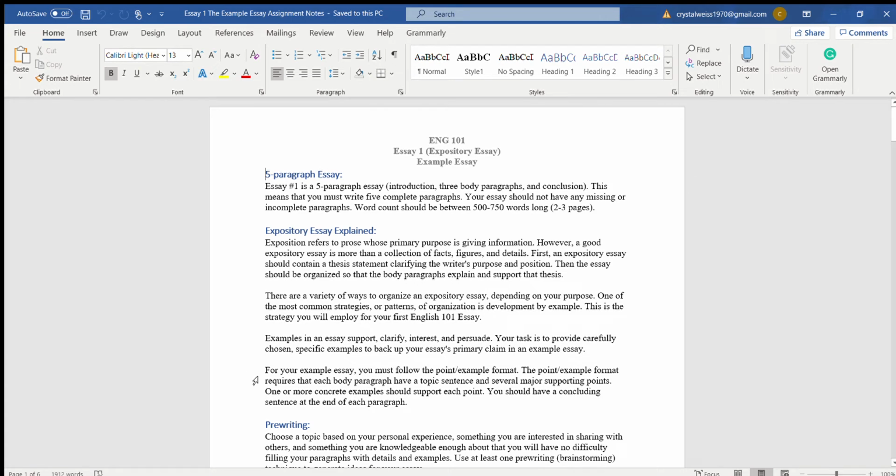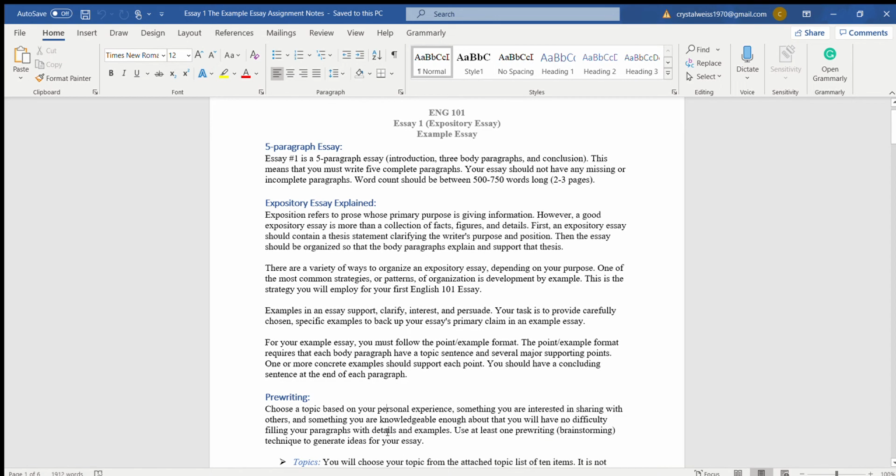All right, this is your essay 1, the expository essay, specifically your example essay assignment. We're going to go over this fairly quickly because you can always read this, okay? This will be done in a 5-paragraph essay. It will include an introduction, 3 body paragraphs, and a conclusion.